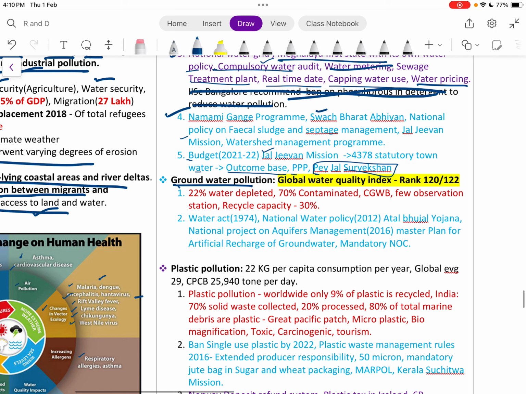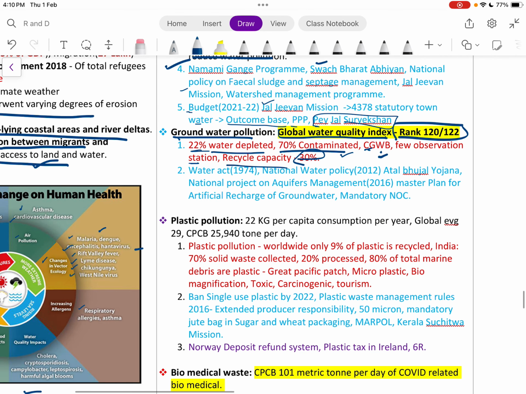Groundwater pollution: on the groundwater quality index, India is ranked 120 out of 122. 22% of water is depleted, 70% contaminated. We have the Central Groundwater Board, which is defunct. Recycle capacity is only 30%. Water Act 1974, National Water Policy 2012, Atal Bhujal Yojana, National Project for Aquifer Management, Master Plan for Artificial Recharge of Groundwater, mandatory NOC.